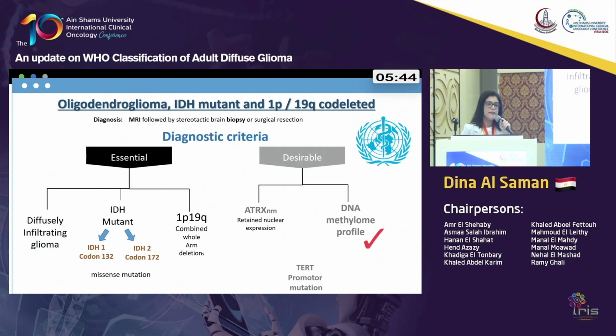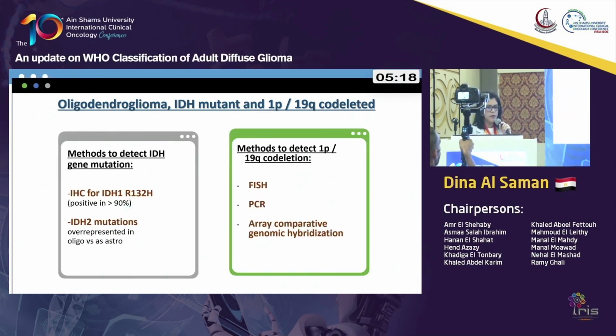Okay, what other desirable criteria can add and support our diagnosis? The ATRX, and this time I want retained nuclear staining, meaning it's non-mutant. This is the opposite of the astrocytoma. Now I'm saying it's an oligo, not an astro, okay? If I do a DNA methylation profile and it gives me the methylation profile of an oligodendroglioma, and finally, if I do a TERT promoter mutation and it's mutant, again, this is supportive of oligo, okay?